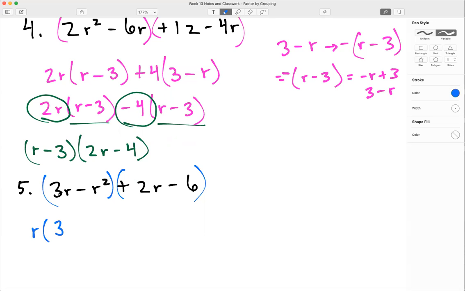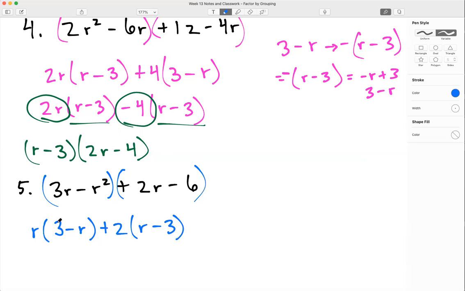But we're left with a 3 when we pull out an r from that. And then when we pull out an r from this, we're just left with a negative r. 3 minus r. Okay. And then over here, the biggest thing we can pull out is a 2. So we will pull out a 2. And then we're left with an r there, and then a minus 3 here.